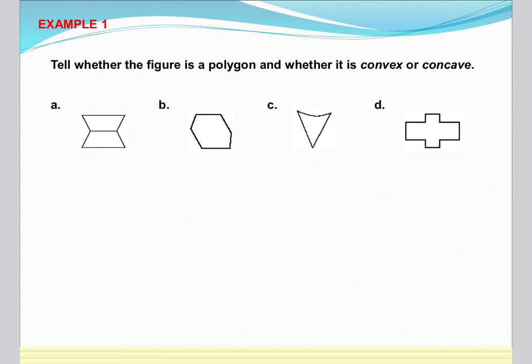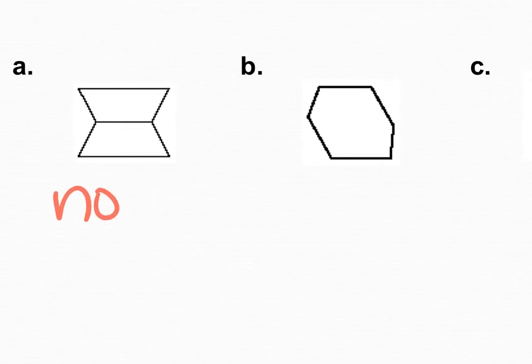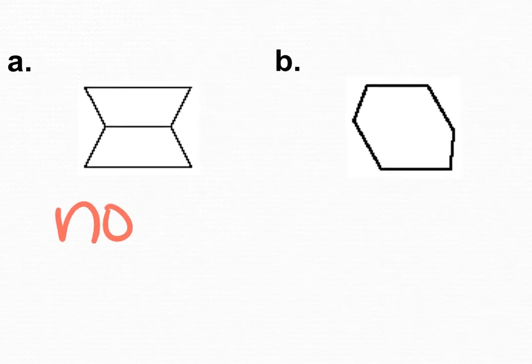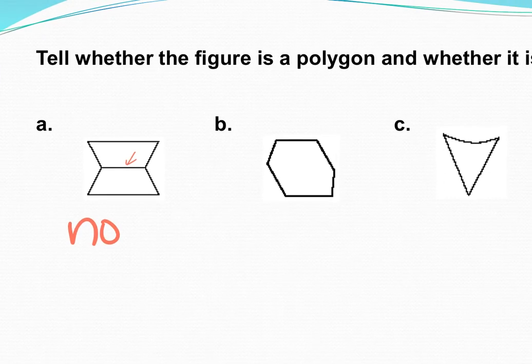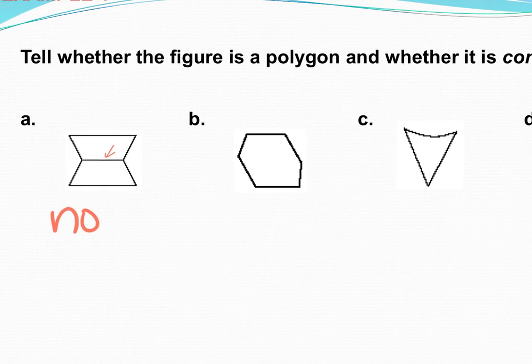All right, so is A a polygon? No. Why not? There's a line. It needs to be open on the inside, yes, right? And this is not connecting at the end points. One at each end point is the problem, that one in the middle. If they were separated out, it would be fine.